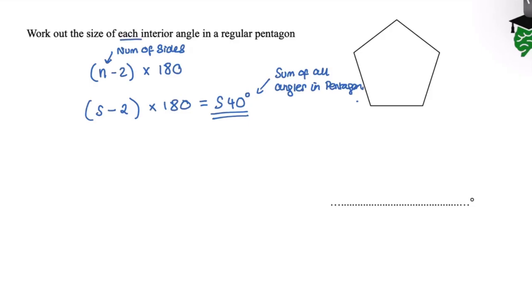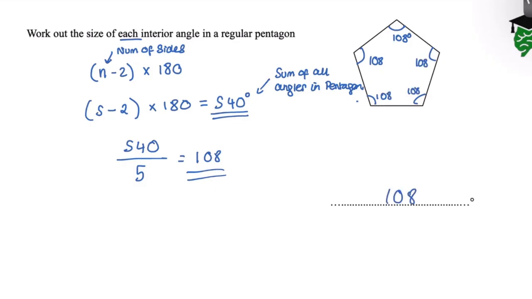But we want to work out the size of each interior angle. So what we're going to do is get the 540 and divide it by the number of angles that we have there. We can see that we have 5 angles, so we're going to divide it by 5. 540 divided by 5 gives you an answer of 108, which tells you that each angle that you see here is going to be 108 degrees. So the answer is 108 degrees.